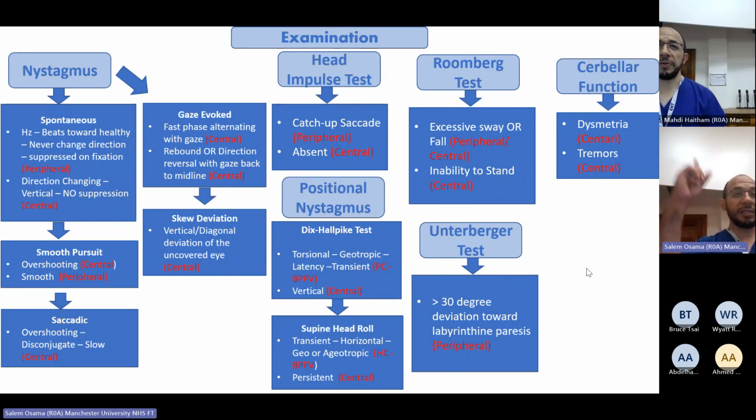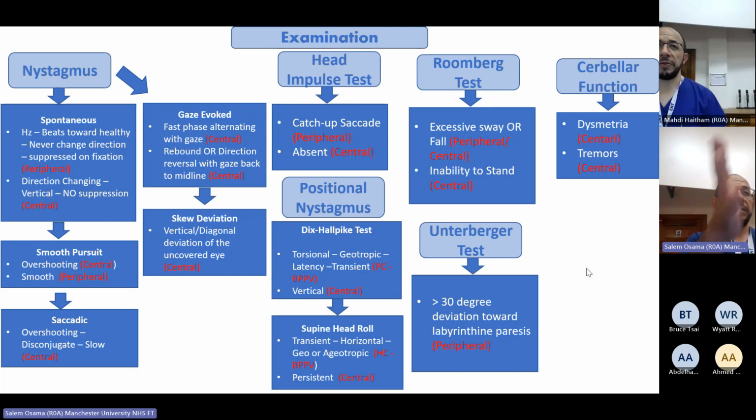For saccades, you ask the patient, for example, to look at my nose and my finger. So you say finger, nose, finger, or look at two fingers, say right, left, right, left. You watch how he's moving his pupil, whether it's normal or overshooting. Then you're going to do the gaze evoked, okay? When you do the gaze evoked, make sure you're doing it within 30 degrees, not more than that, so you're able to see how the fast and slow phases are changing. Skew deviation, I showed you earlier.